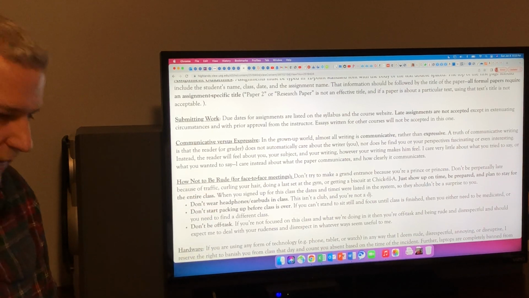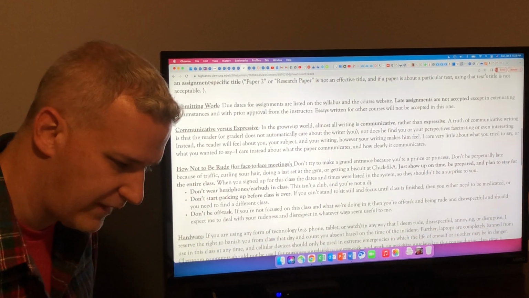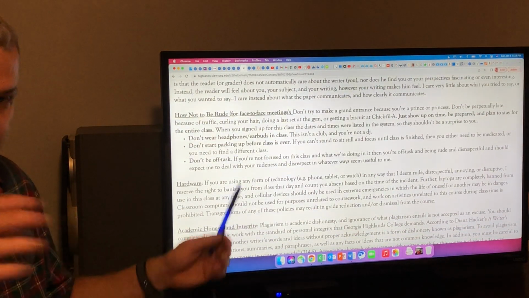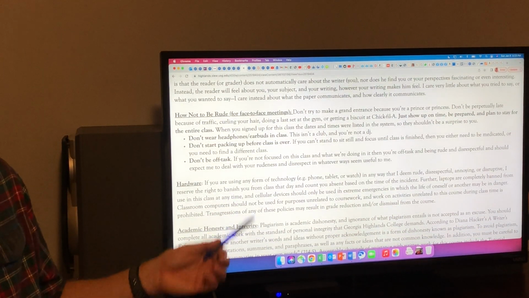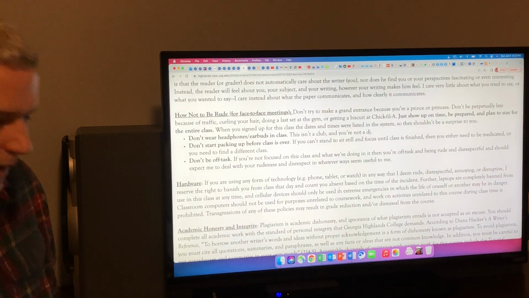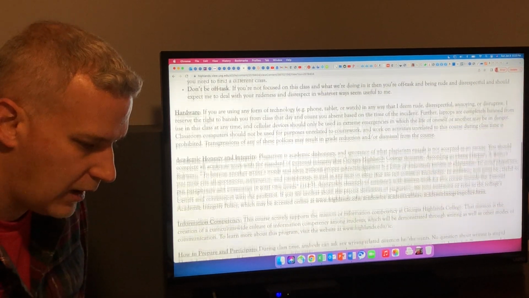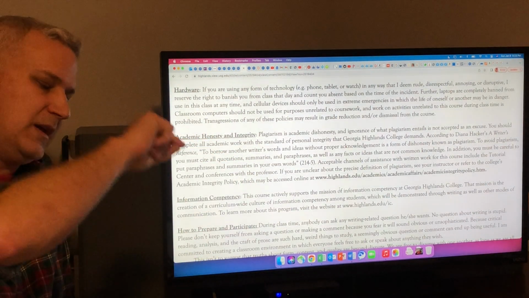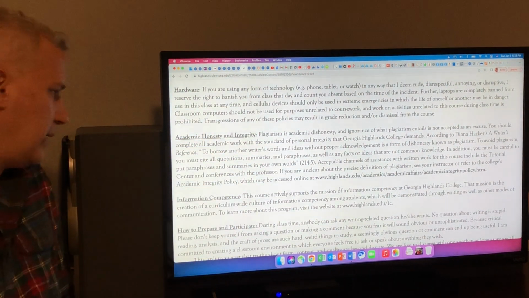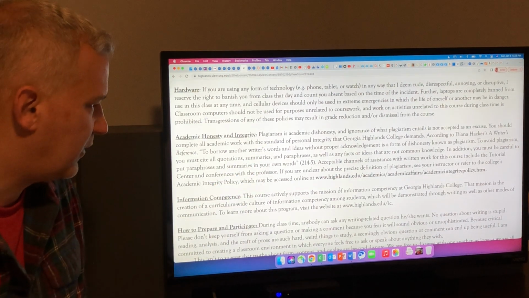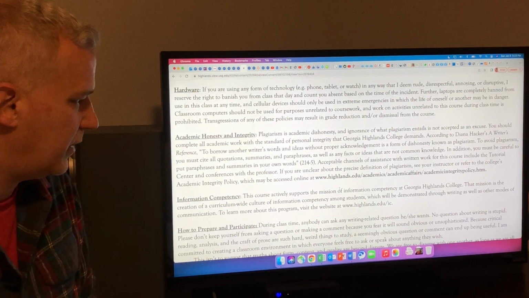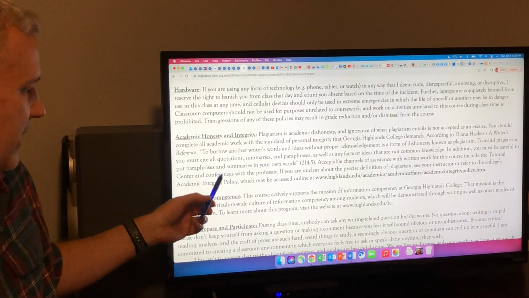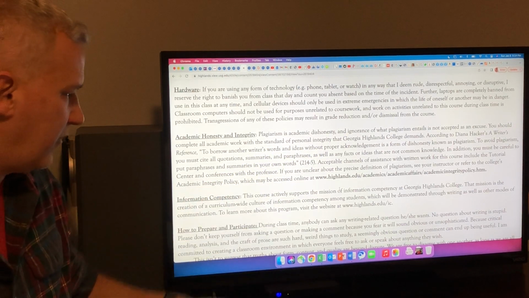The How Not to Be Rude section right here is mainly for face-to-face classes. There's really nothing in here that's going to apply to you guys, because you can't be off task in the classroom, because we're not going to be in a classroom. Same with the hardware. Academic honesty and integrity, though, is the same in face-to-face and online like we are. Plagiarism is academic dishonesty, and ignorance of what plagiarism entails is not accepted. To avoid plagiarism, you must cite all quotations, summaries, and paraphrases.